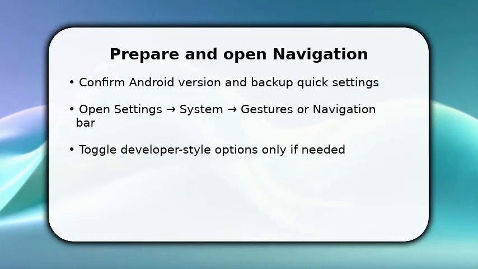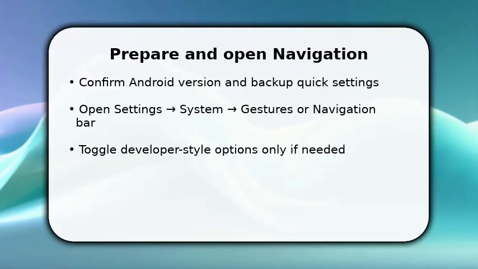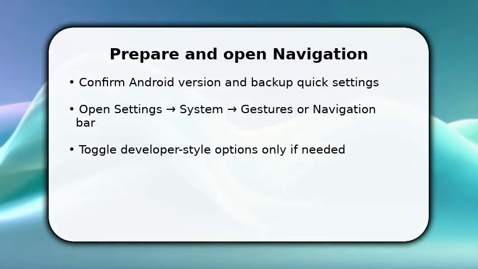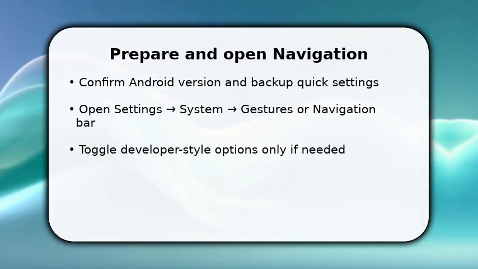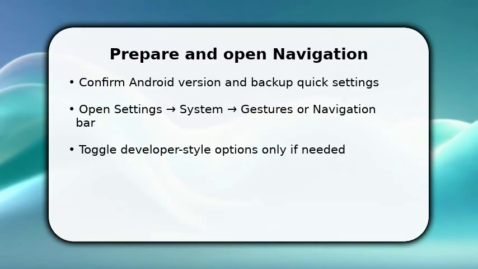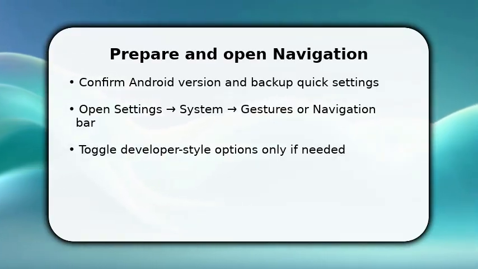You start by confirming your Android version and backing up any customization. This avoids surprises later. Once ready, open Settings and go straight to System, then Gestures or Navigation bar depending on your phone. You want the navigation controls visible now, so don't detour into accessibility yet.